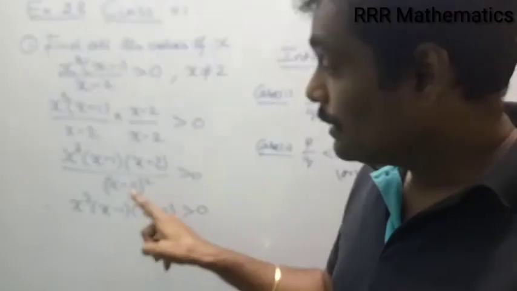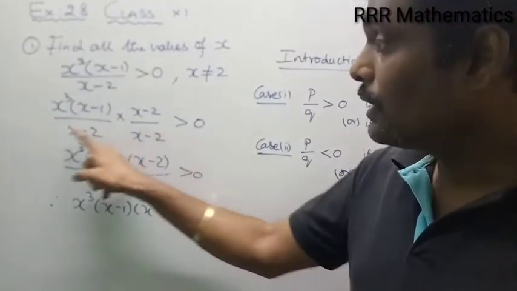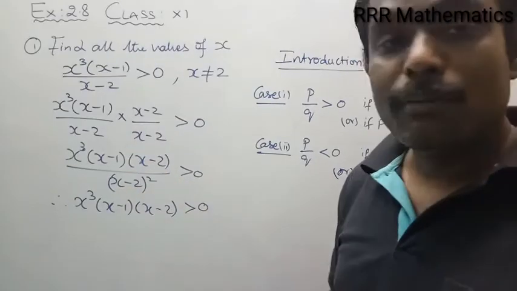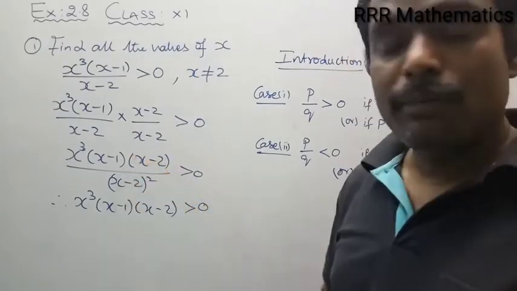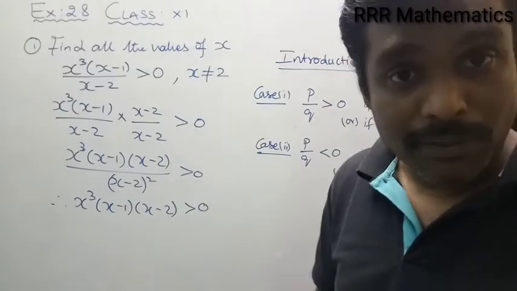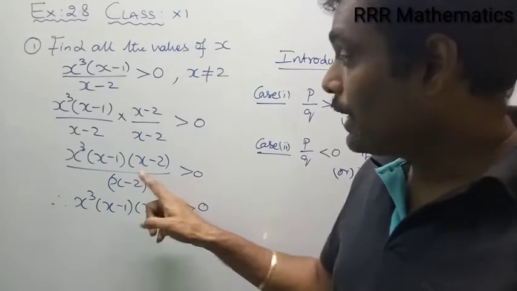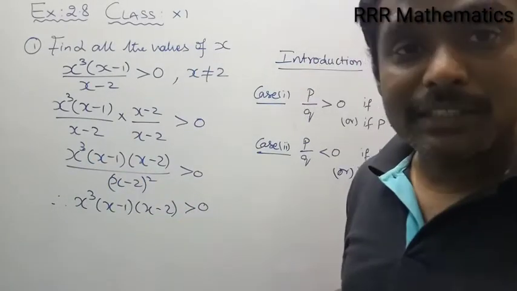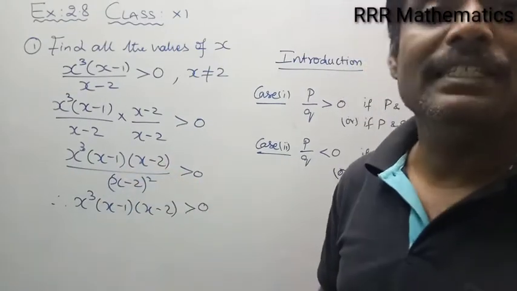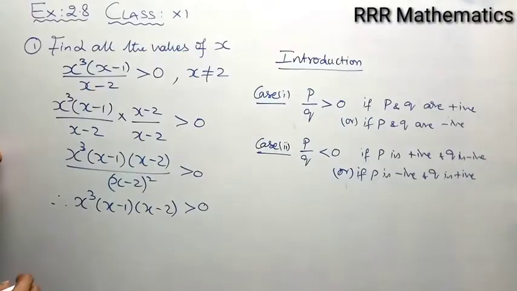Don't think I am cross multiplying. No, I am not cross multiplying. I wanted to declare that the whole fraction is greater than 0 means either the numerator and denominator are both positive or both negative. In this case, x minus 2 whole square is positive, I mean the denominator is strictly positive. So what can I conclude? I can conclude the numerator is positive. That's why I am writing x cube into x minus 1 into x minus 2 is greater than 0. It is a very important step. Just try to understand.